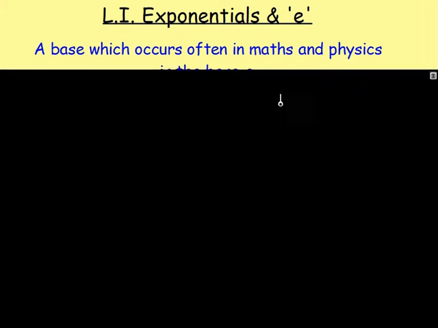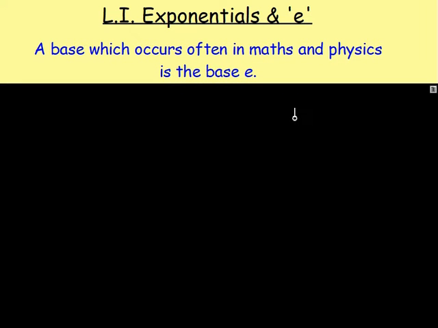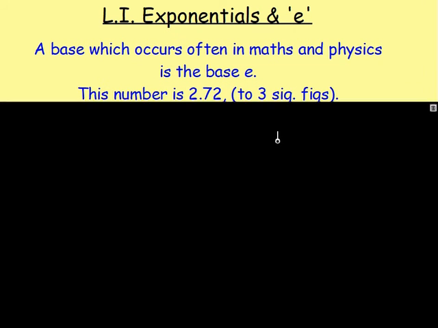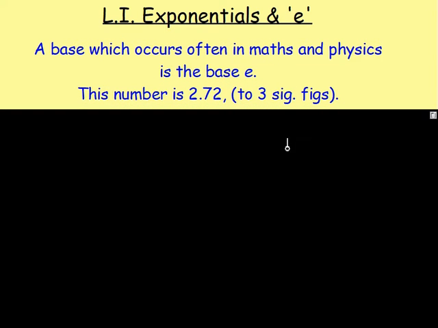So in maths and in physics and in nature, there is a special base that often occurs, and that base is known as the base e. E is a special number in maths, just like pi. It's never ending, like 3.14159, it's just going to keep on going. E is another number. And to 3 significant figures, or to 2 decimal places, it's 2.72. You'll need your calculator for any of these E questions. There is an E button on the calculator. You will use that. Let's try it just now.